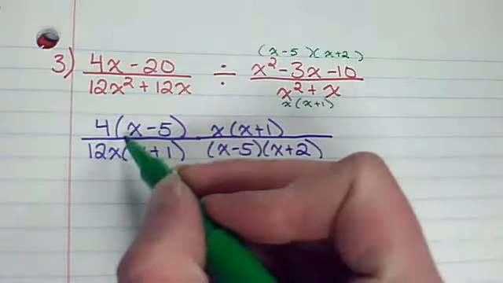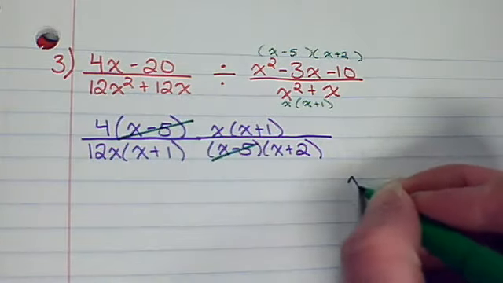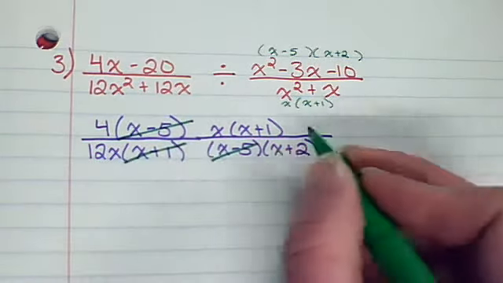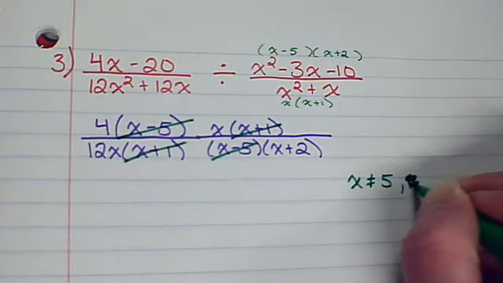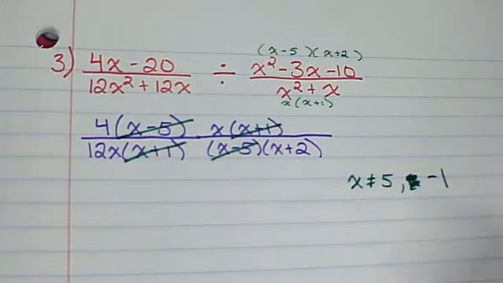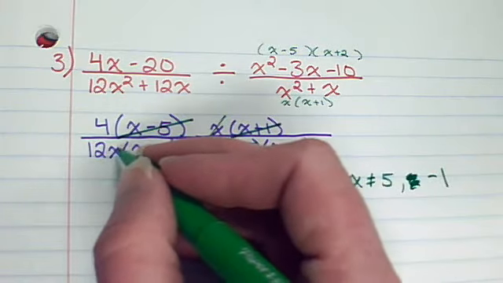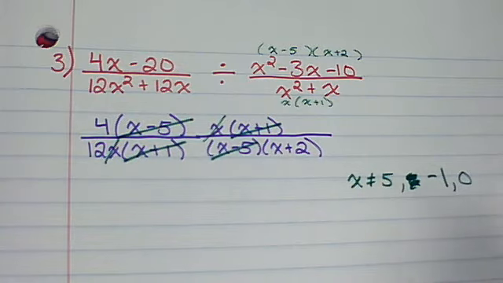Handy. I've got an x minus 5 and an x minus 5, so I know that x cannot be 5. I've got an x plus 1 and an x plus 1. Negative 1 would not be allowed. I have an x, and this is actually 12 times x, so I can divide out that x. It means I would need to include 0.